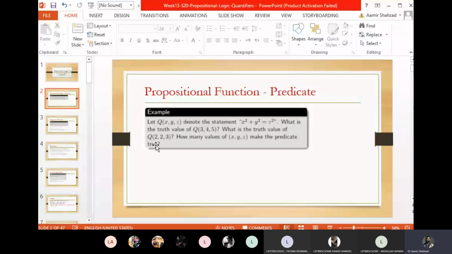Similarly, we can see what is the truth value for Q(2, 2, 3). x is 2, y is 2, z is 3. So x square plus y square is equal to z square.